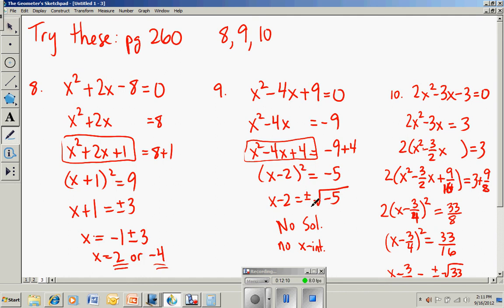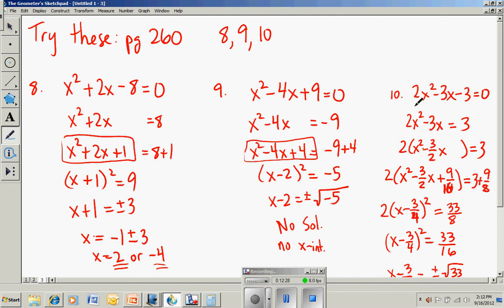At this point I can take the square root of both sides, but I have a problem, because anytime I take the square root of a negative number, there is no real answer for that. So that is no solution, which the interpretation of that would be that the graph will not cross the x-axis.